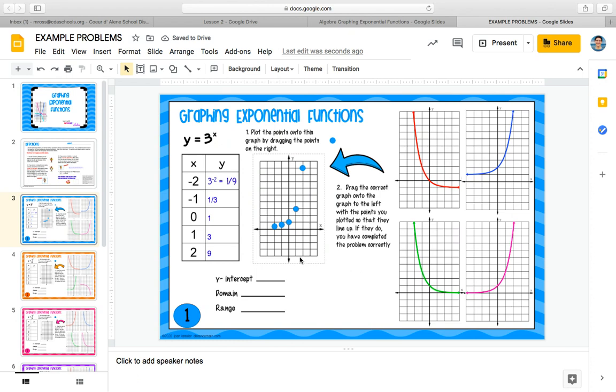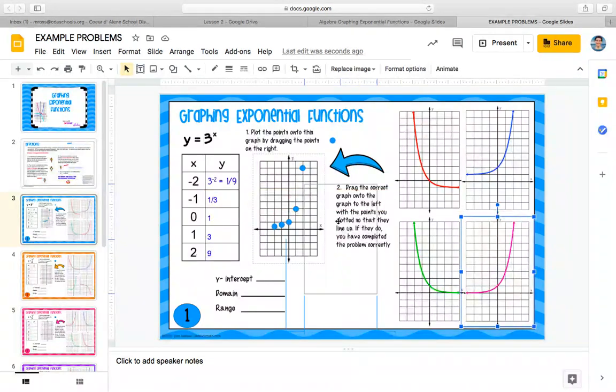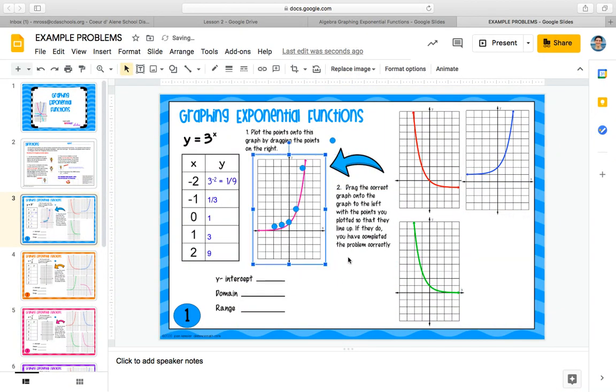Once you have your points plotted, we can look over here and choose the correct graph that we think is going to go there. Well, we know it's not going to be the red and the green because those are negative, and those are going to be fractions of your b. Then we can look at these two here. Your blue is being translated up 1, so it has to be this pink. We can drag it over here, place it around the top of that box, and it matches right on top.